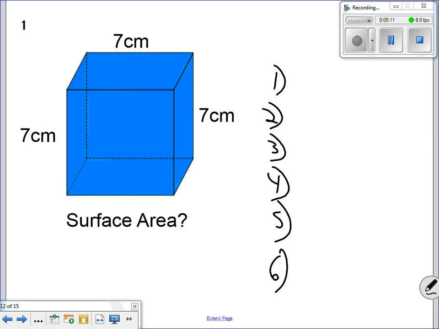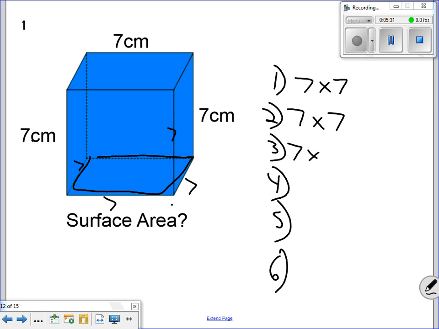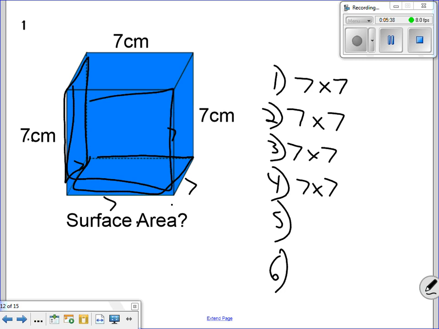Now, here's the next step. The bottom face right here, the dimensions are 7 times 7. That's what that square would be. So the top would be 7 times 7. The sides here, everything 7, 7, 7, are 7 times 7. Right here, because it's a cube, is 7 times 7. And it's 7 times 7.